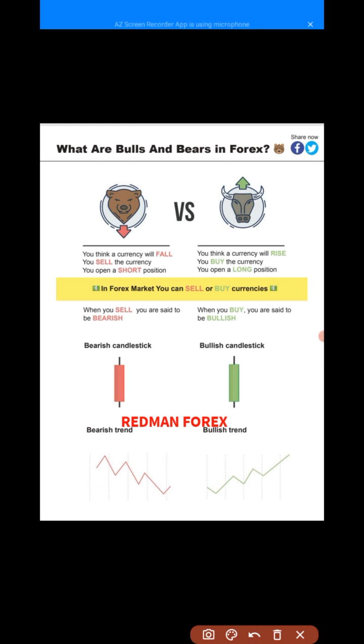Now look at the bullish trend. Can you see the market is making higher highs, higher lows, higher highs, higher lows? The market will continue making higher highs and higher lows.